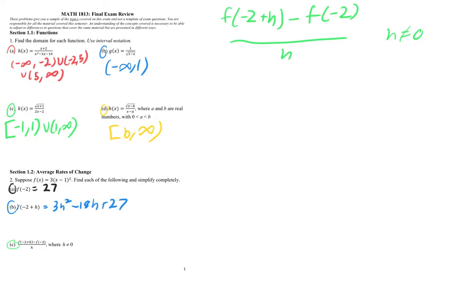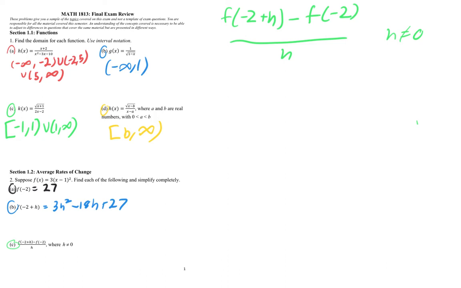So we have 27 minus 27. Those are going to go to 0. So we're going to have 3h squared minus 18h all over h. So we have our two terms on top both have an h in them. So we're going to write this as h times 3h minus 18.